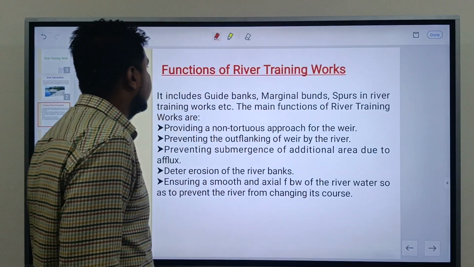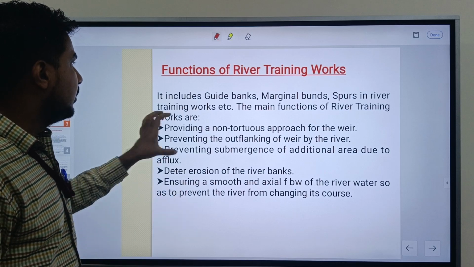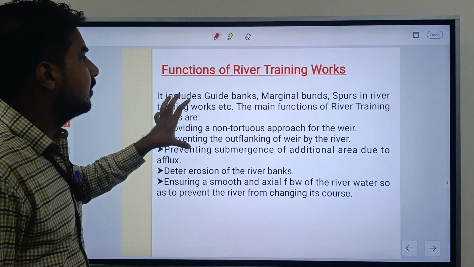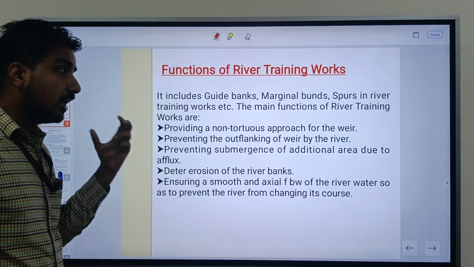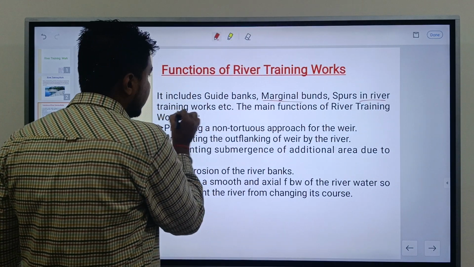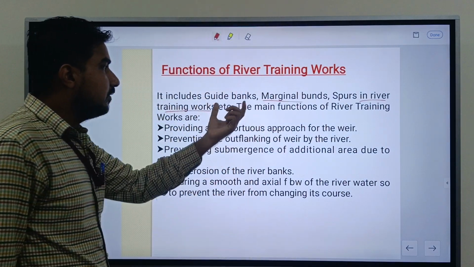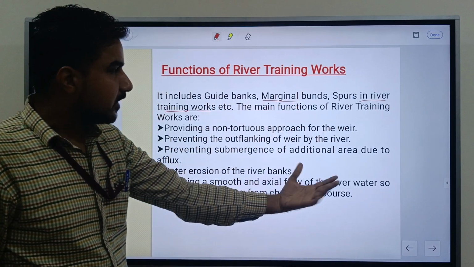Now next one, functions of river training work. There are so many functions of river training work, but here we will discuss the most important ones. It includes the guide bank, marginal banks, spurs, etc. The main functioning of these terminologies, guide bank and marginal banks, we will discuss in our next slide.